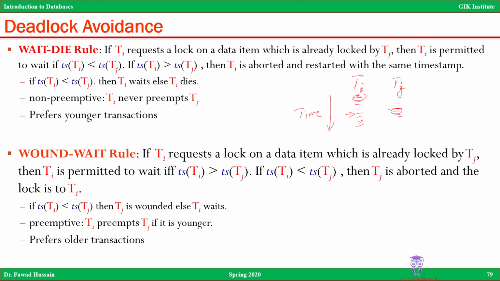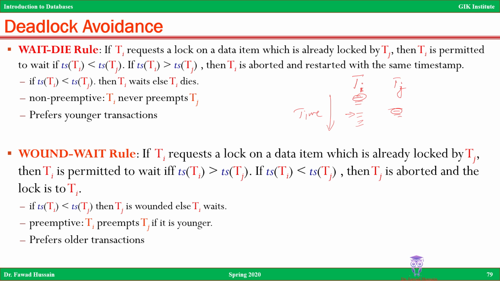If the timestamp of Ti is less than Tj, which is the case here, Ti started before, then Ti waits, else it will die. The transaction will be aborted. It is non-preemptive. It means that Ti never preempts Tj, and therefore it prefers younger transactions. So if it's an old transaction, you can wait. Otherwise, the younger transaction will be given preference.